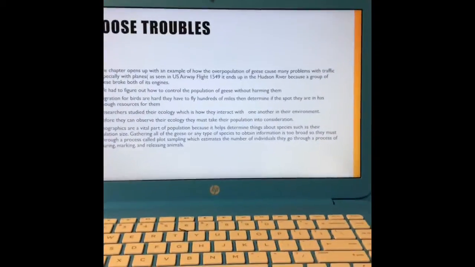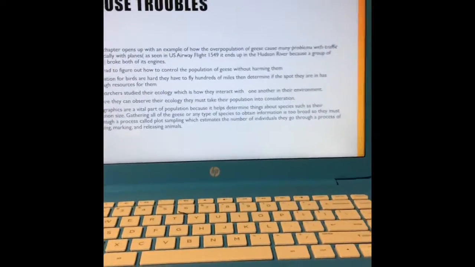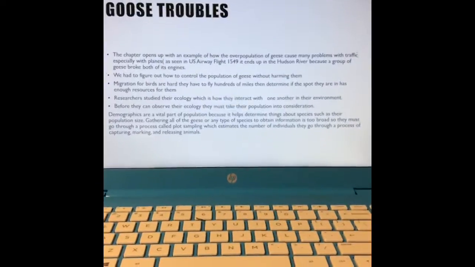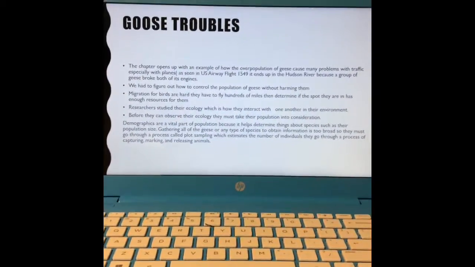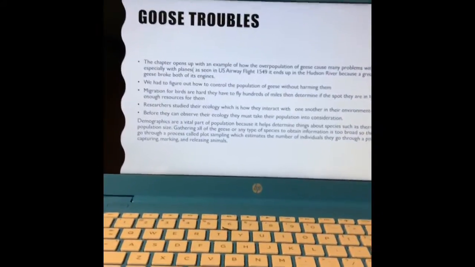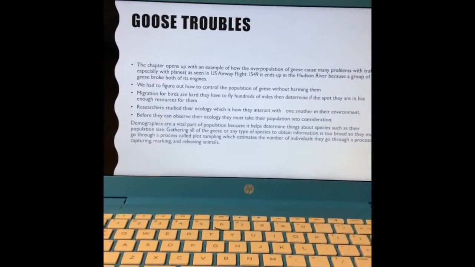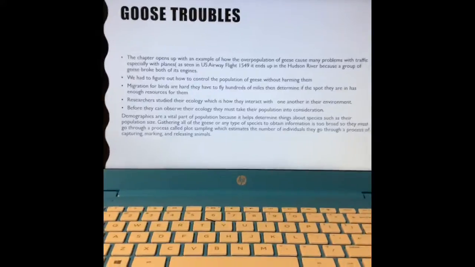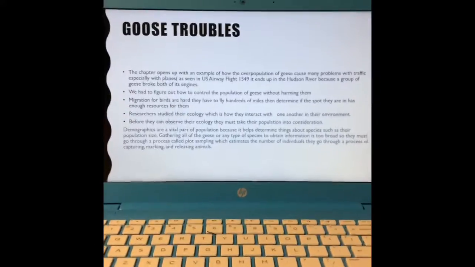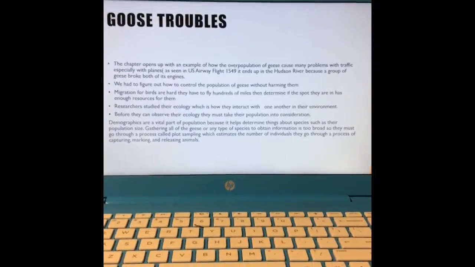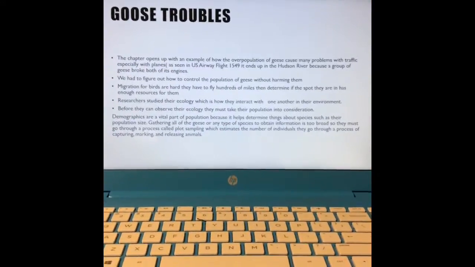Gathering all of the geese one by one would be hard to do. So they use a process called plot sampling, which estimates the number of individuals, and they go through a process of capturing, marking, and releasing animals. Over time, they capture them again, and this way they can determine different characteristics between different species.